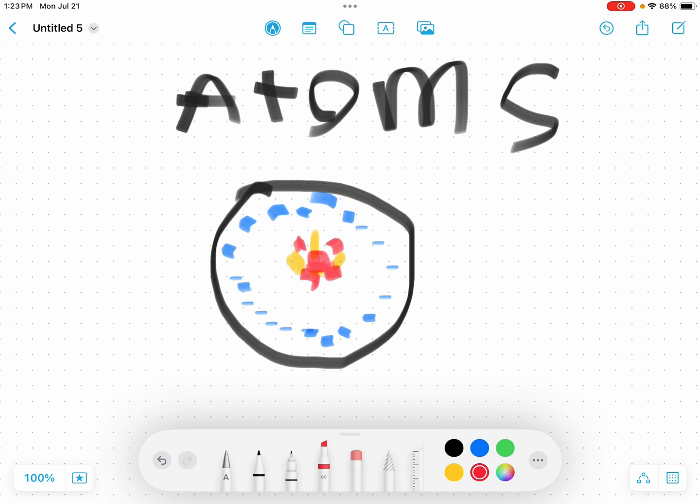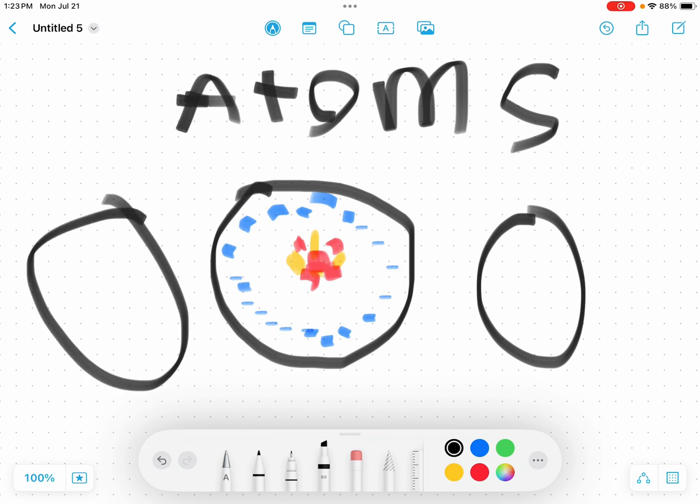So there are a bunch of atoms with nucleuses. And sometimes, well, there has to be the same amount of electrons and protons.